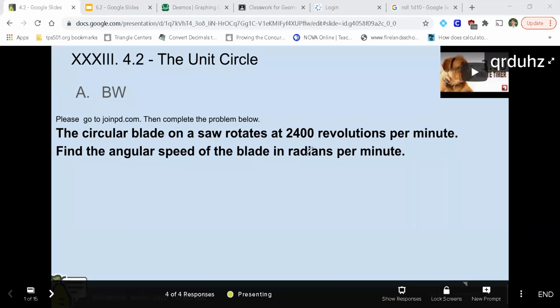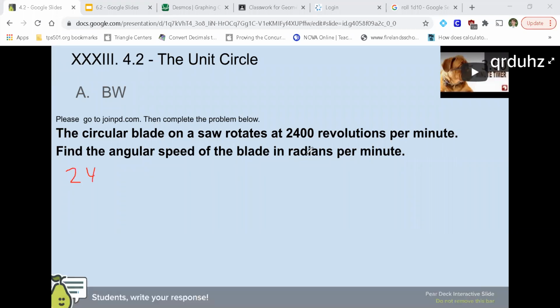So if I want to convert 2,400 revolutions per minute, per 1 minute, I'm going to multiply by a conversion rate. And my goal is to have my answer be some amount of radians per 1 minute.